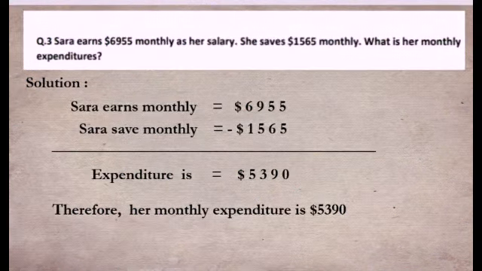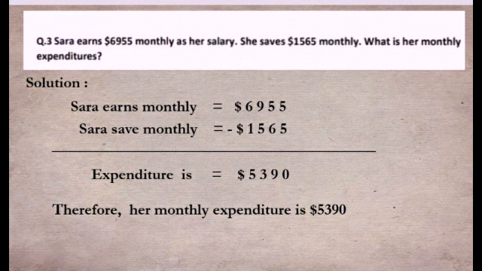Now we are going to discuss our third question. Sarah earns $6,955 monthly as her salary. She saves $1,565 monthly. What is her monthly expenditure? The meaning of expenditure is spent, meaning how much she spends each month. If she earns this, here also we have to subtract.